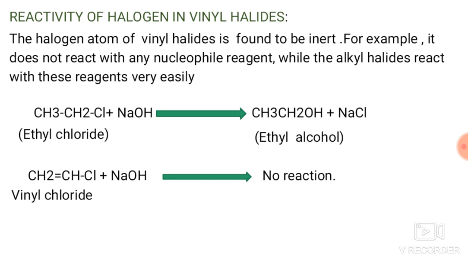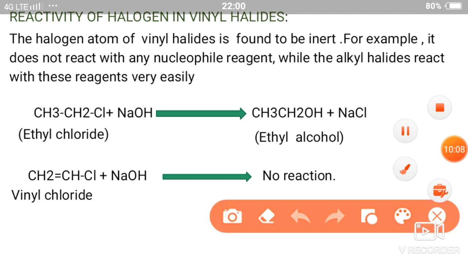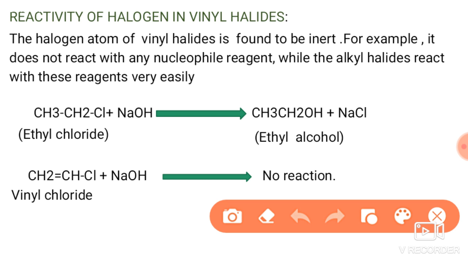For example, ethyl chloride, CH3CH2Cl, is reacted with the nucleophile sodium hydroxide, then there is elimination of sodium chloride to give ethyl alcohol, CH3CH2OH. But vinyl chloride, CH2=CHCl, does not react with sodium hydroxide, NaOH. Here no reaction takes place.